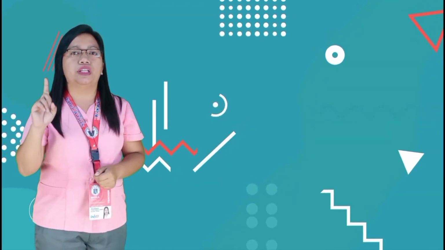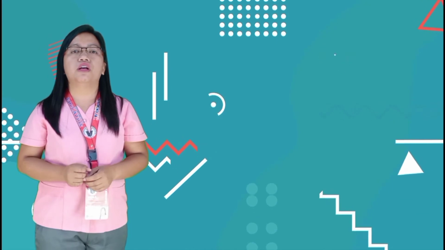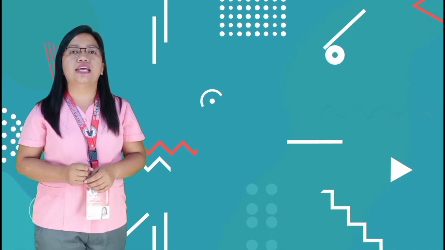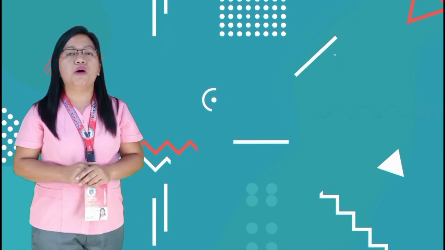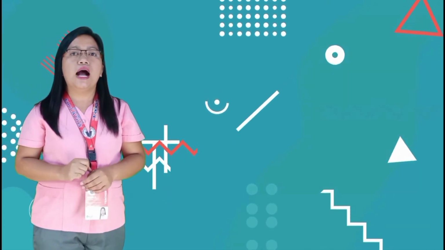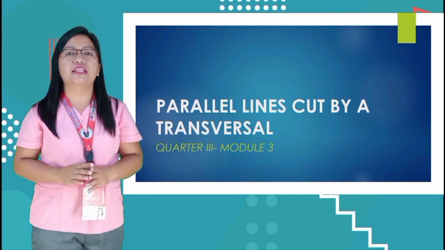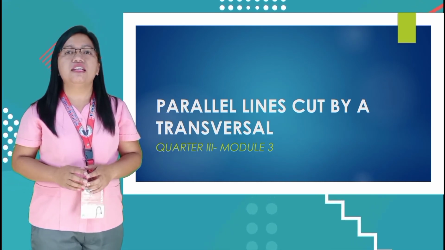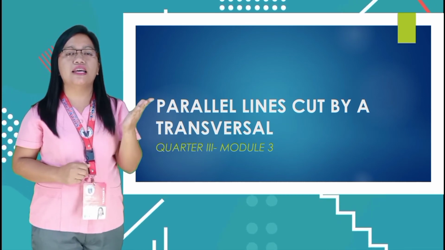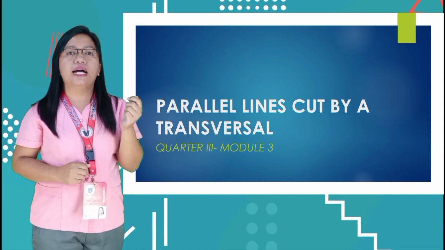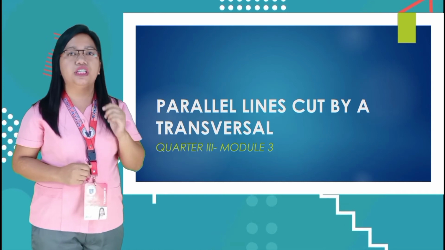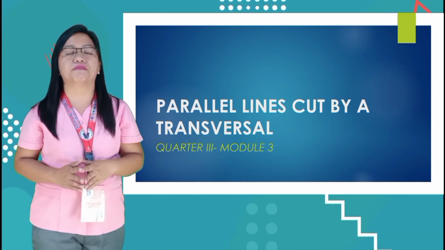If you have a question regarding our week 2 lesson, do not hesitate to ask your subject teacher. They will surely help you. Now, let's proceed to our week 3 lesson, which is parallel lines cut by a transversal. In this week's lesson, you will learn how to name and identify angle pairs formed by parallel lines and a transversal and recognize their relationship to find a missing angle.